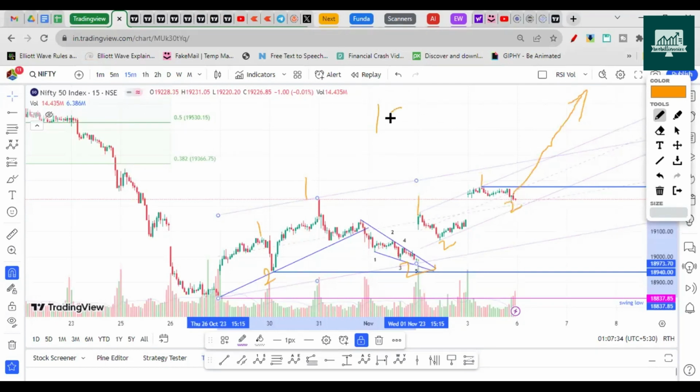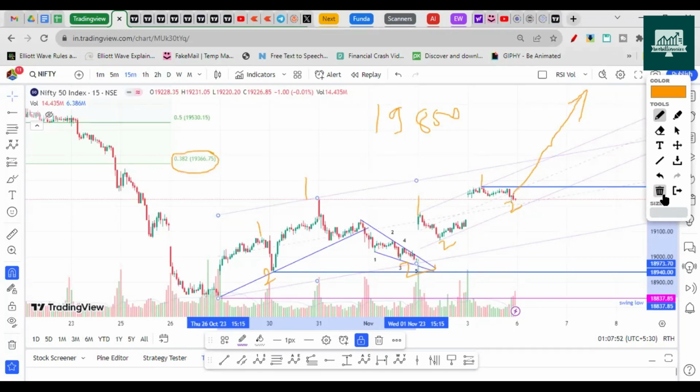breaking 19,800 plus, right? 800 to 850. So it may not stop there. So in the next session, if it opens gap up, it will be a big gap, and it will continue going higher and higher. So we have to watch for 19,366 in the next session itself. So this is the first scenario.